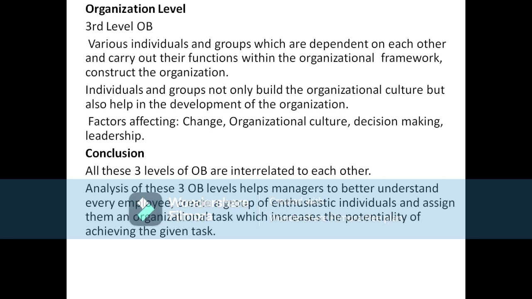Okay, so what are the factors that affect at organizational level? Change, organizational culture, the decision making process, the leadership. All these factors affect the behavior of individuals and groups in the organization. For example, if we take change at organizational level, if there is a management change, definitely some people may not be in a positive mode to work under that new management. Like that, the behavior can be seen.